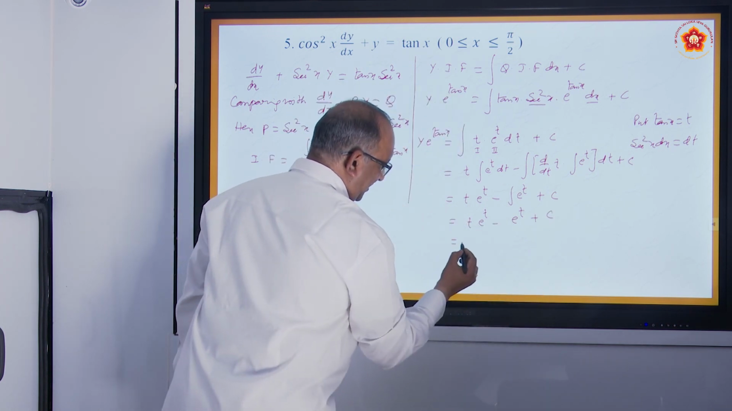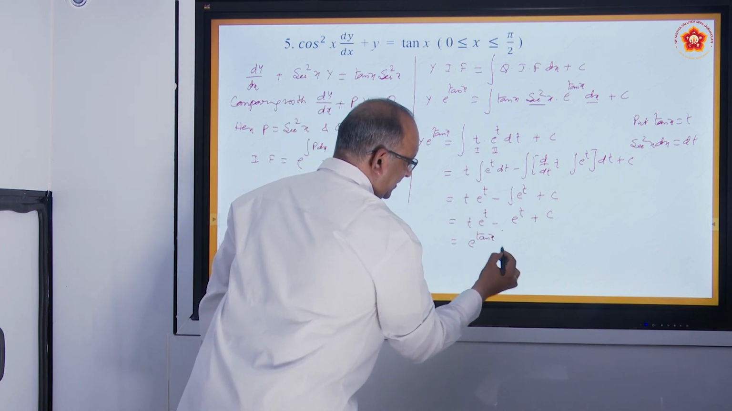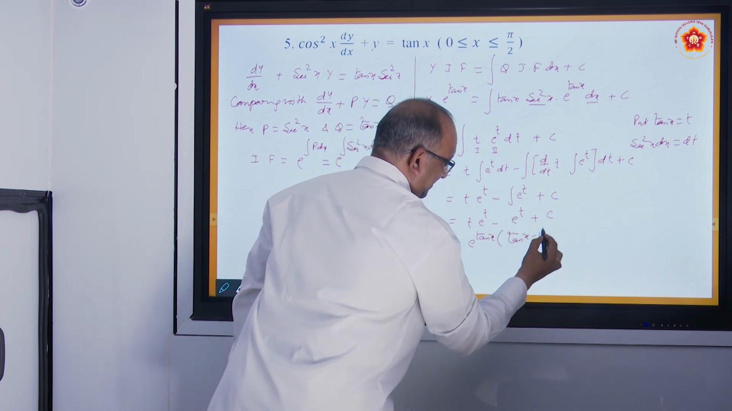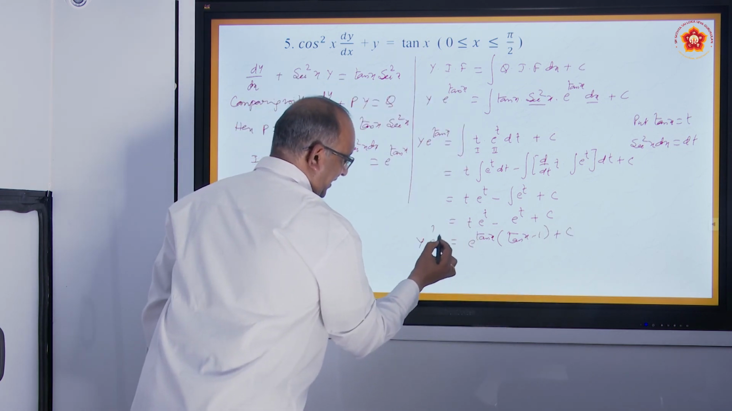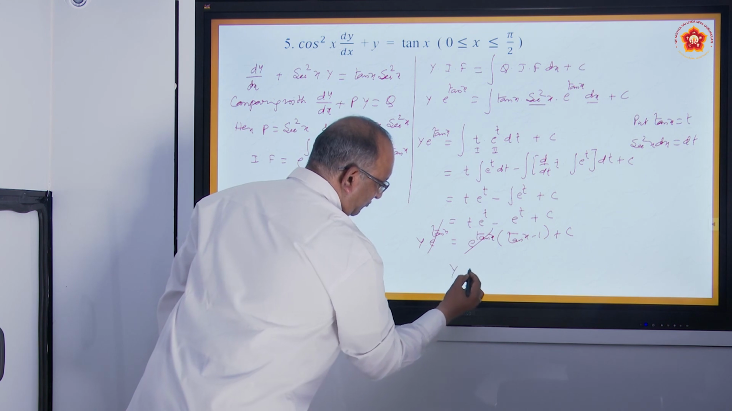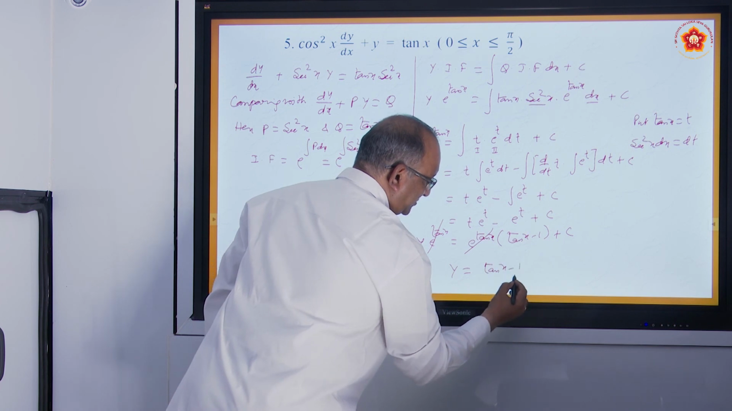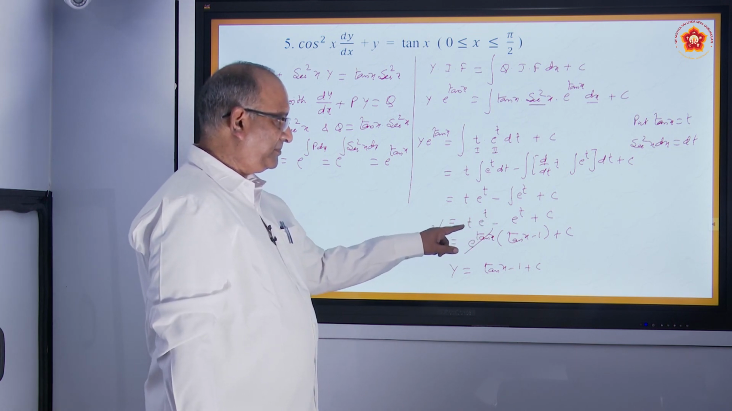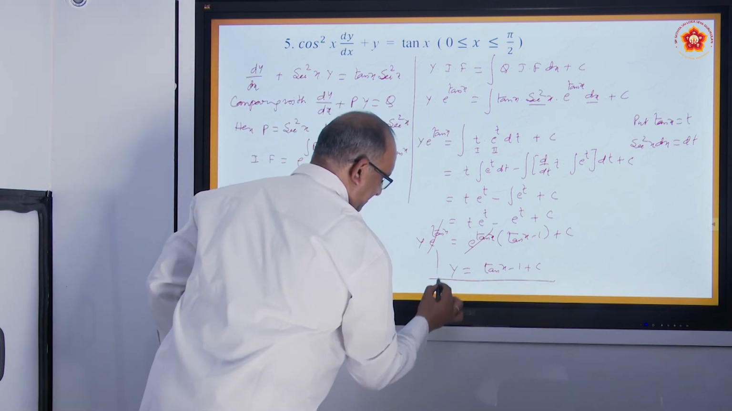Take e to the power t common and substitute back what t is, that is e to the power tan x, you will get t minus 1. T is what? Tan x minus 1 plus c. What is there on the left hand side? y into e to the power tan x. Cancel off this e to the power tan x from both sides. You get the solution y is equal to tan x minus 1 plus c e to the power minus tan x. We have taken e to the power t common, so it became t minus 1, t is nothing but tan x. So this is the solution of this problem.